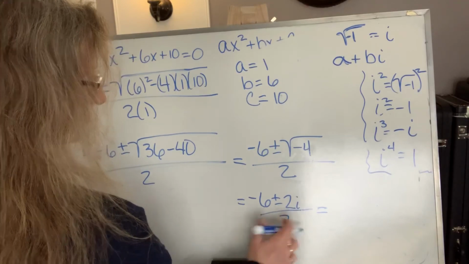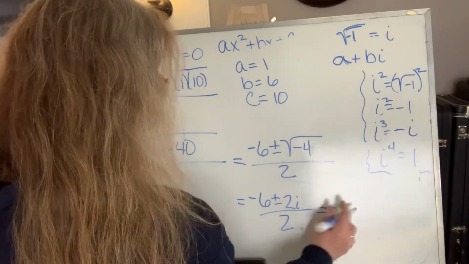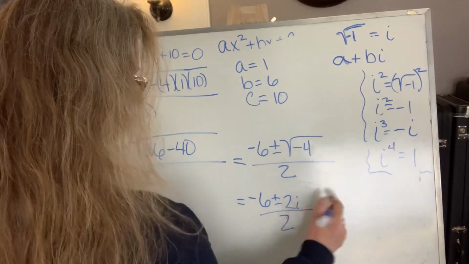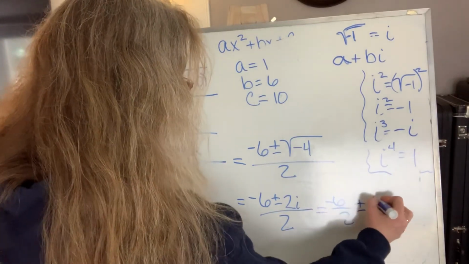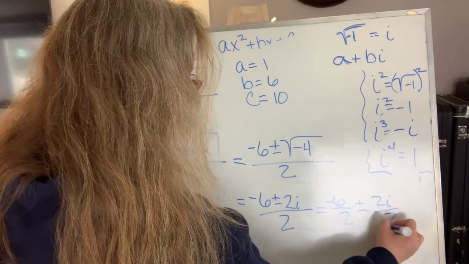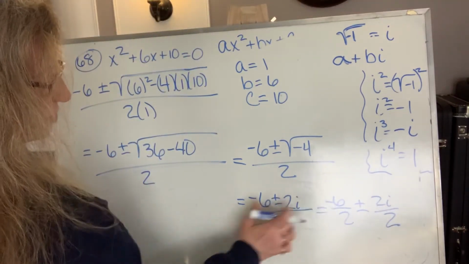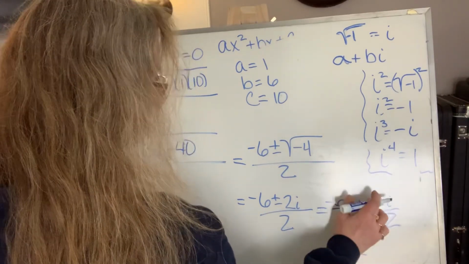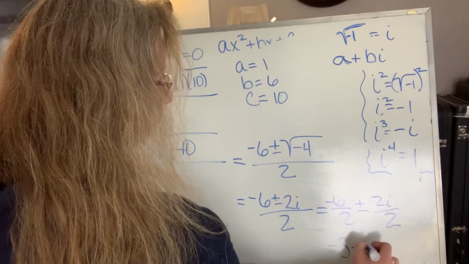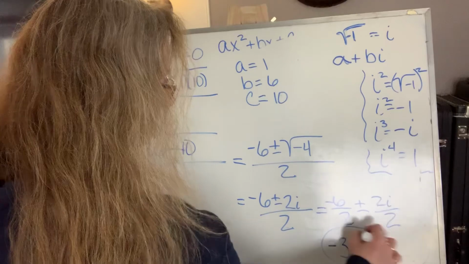So negative 6 over 2 is going to be, I'm going to write it in two parts for you. Let's do this in two steps so that there's no chance of a mistake. So we have a negative 6 over 2, which is a negative 3, plus or minus 2i over 2, which is simply i. So there's my answer.